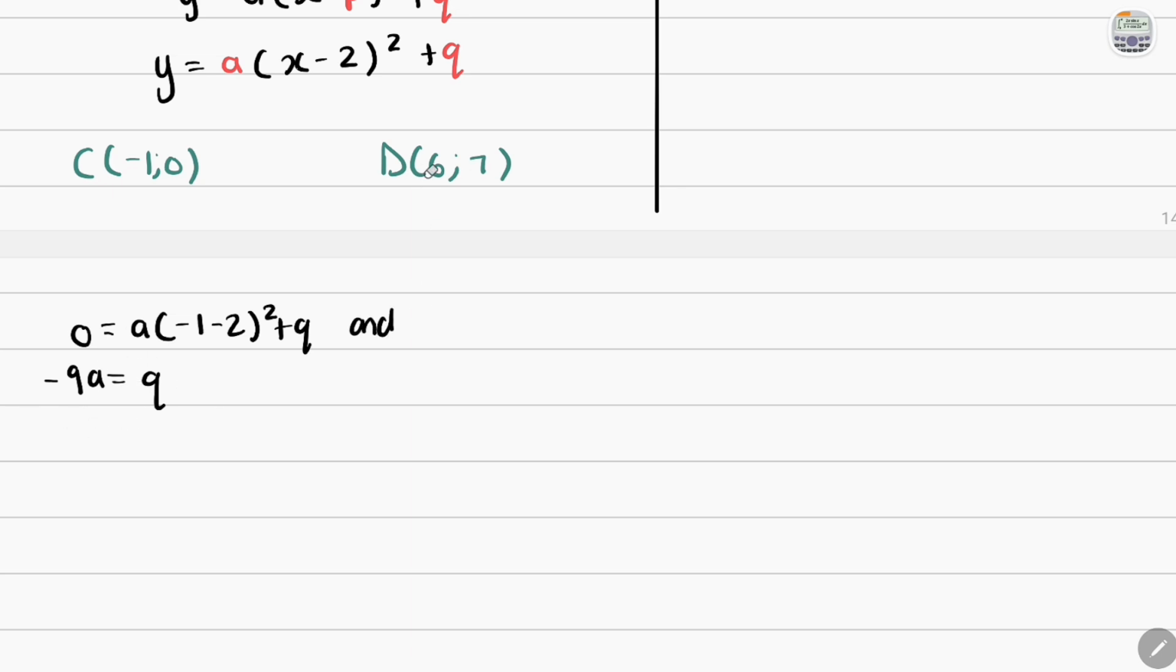And then substitute this point. So we have 7 equals A multiplied by 6 minus 2 all squared plus Q. And this is 7 equals, and we're going to have 4. So 4 squared is 16, that's 16A plus Q. And then just transpose that 16A. So this is 7 minus 16A is equal to Q.